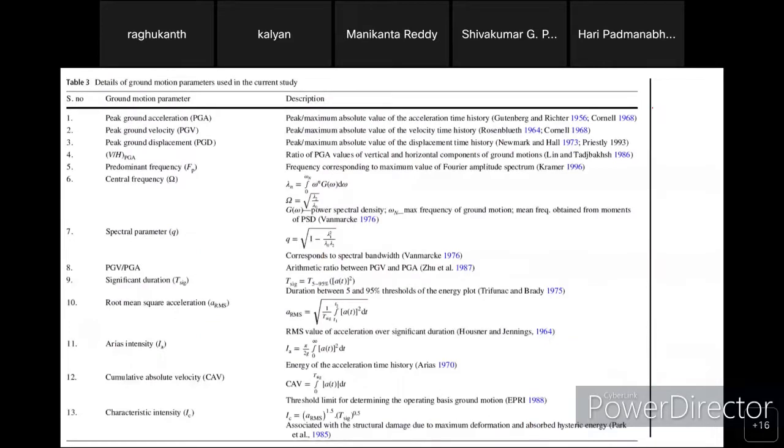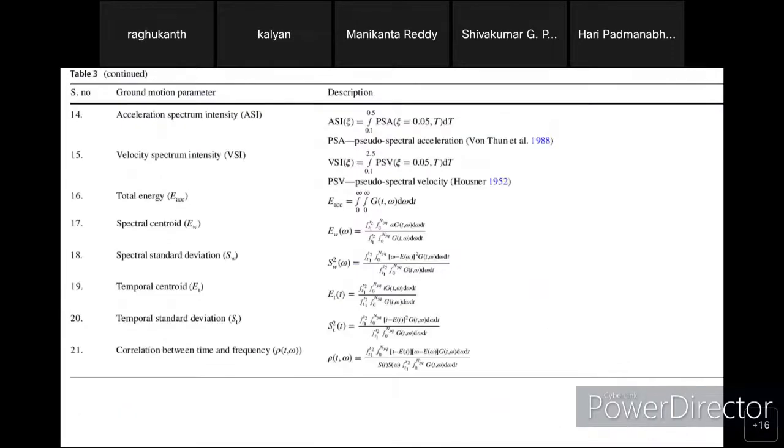So you compute all the parameters. These are all the attributes: PGA, PGV, PGD, V by H, predominant frequency, and so on. Something like 28 parameters are there, which I showed you previously for New Zealand. You estimate all these parameters. That means each strong motion record will have 21 attributes, so it's like a 21 dimensional space. Now we want to reduce the dimension and then find out which time history is the most damaging for our structure.